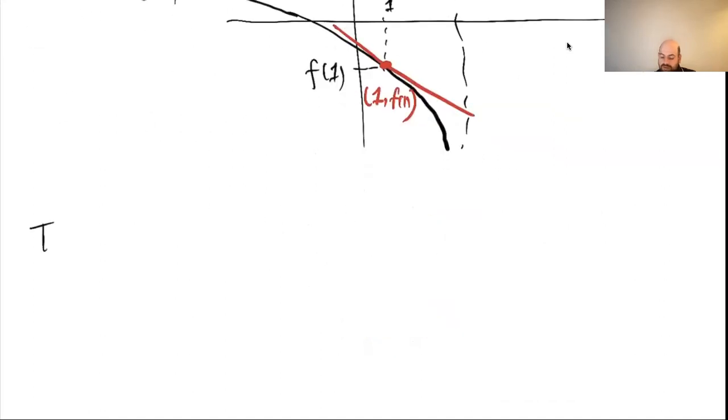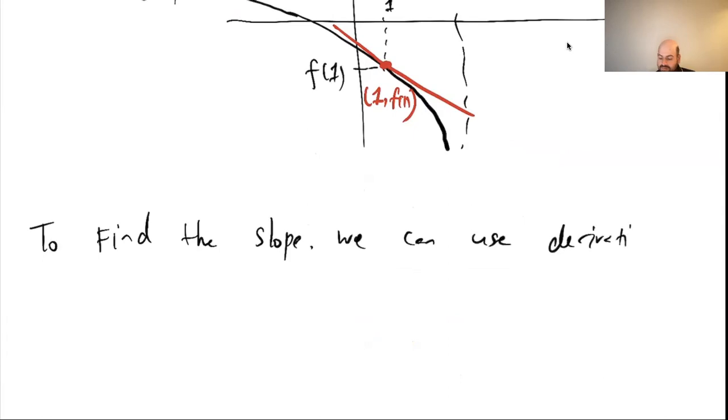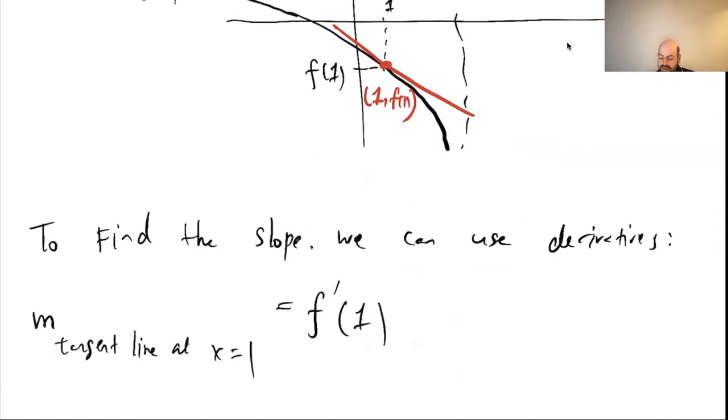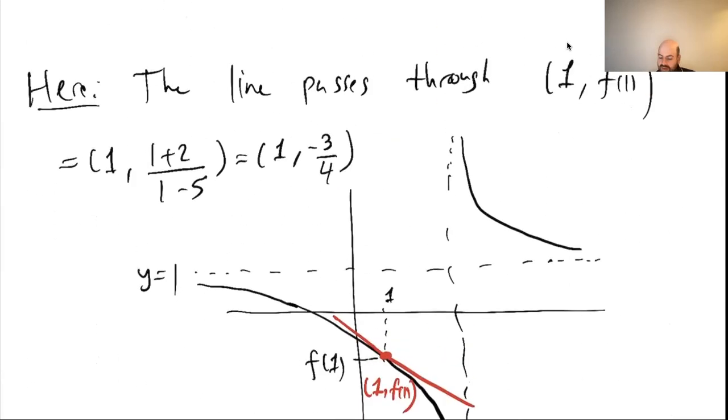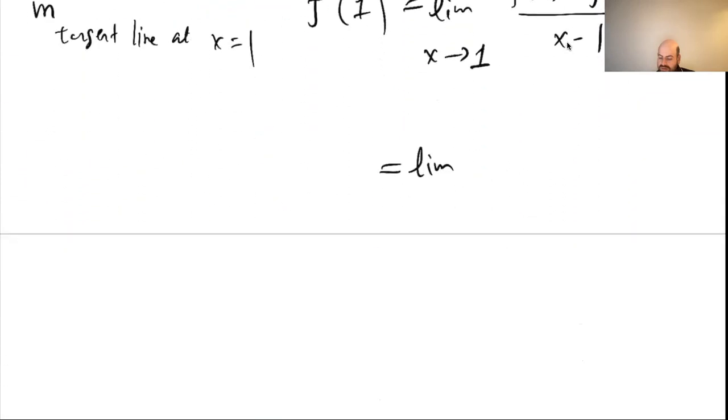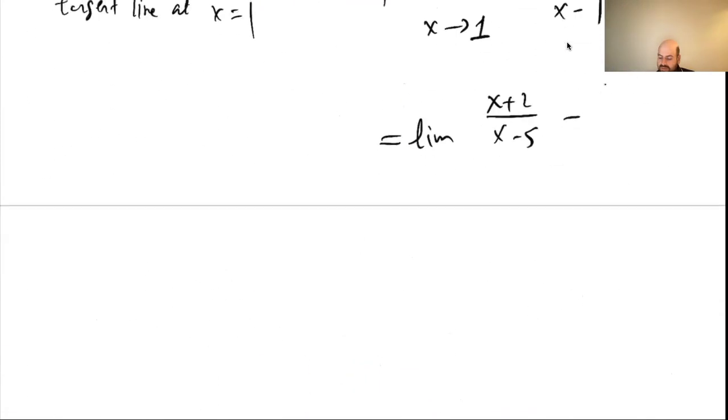Okay, and what about the slope? So to find the slope, we can use derivatives. We know that the slope m of the tangent line at x equals 1 is equal to f prime of 1. And f prime of 1 means the limit of f of x minus f of 1 over x minus 1 as x approaches 1. And then what is that going to be? This is the limit, f of x is x plus 2 over x minus 5, minus f of 1. F of 1 is minus 3 over 4, divided by x minus 1.